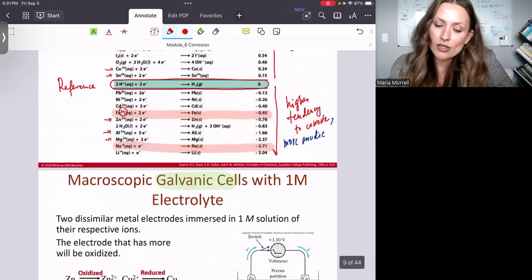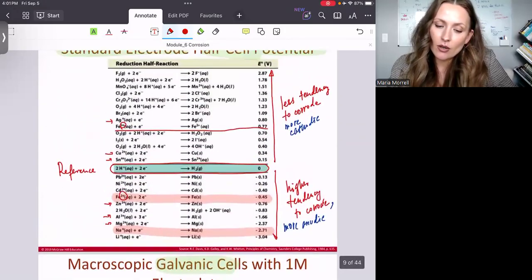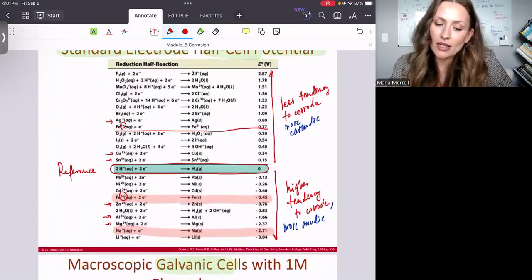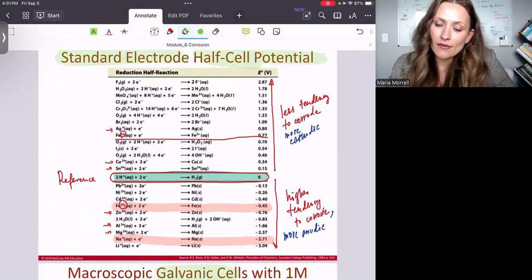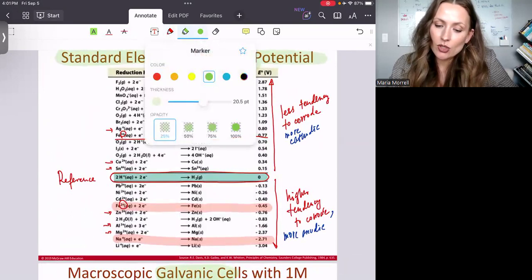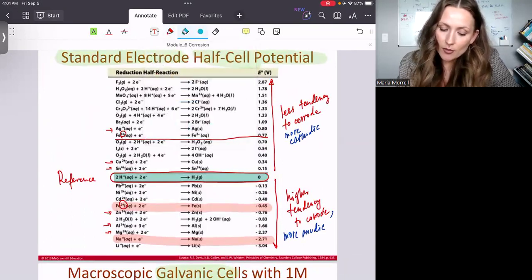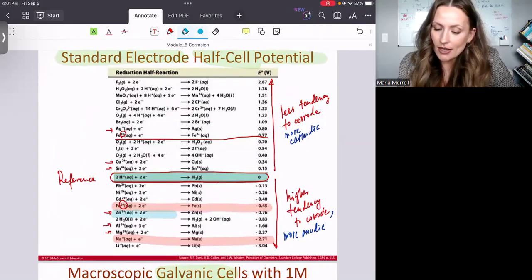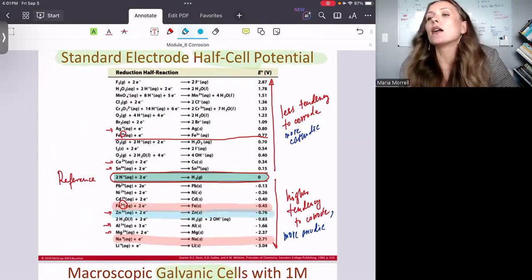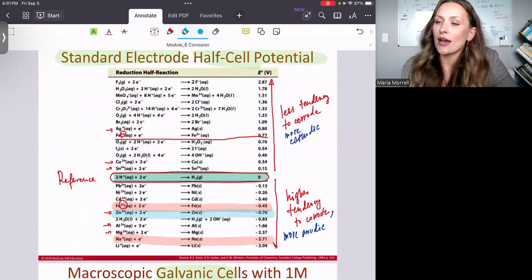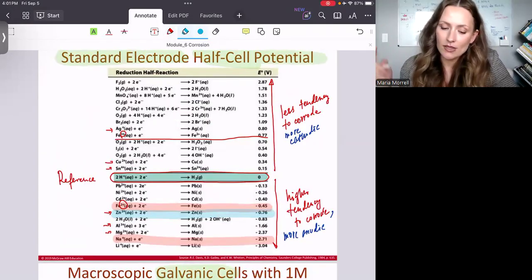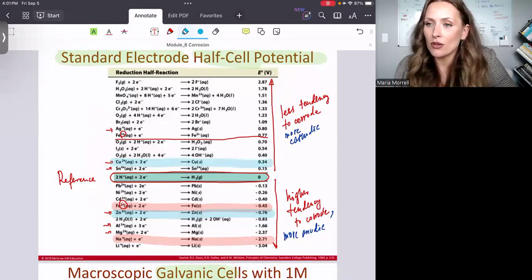First thing that we want to know is that we're going to find these two metals on the standard electrode half cell potential table, right? I'm going to switch to the blue color. And first, I'm using the zinc color. My zinc has the standard electrode half cell potential of negative 0.76. Okay, negative 0.76. Got it. My other material is copper and it has a positive potential of 0.34.